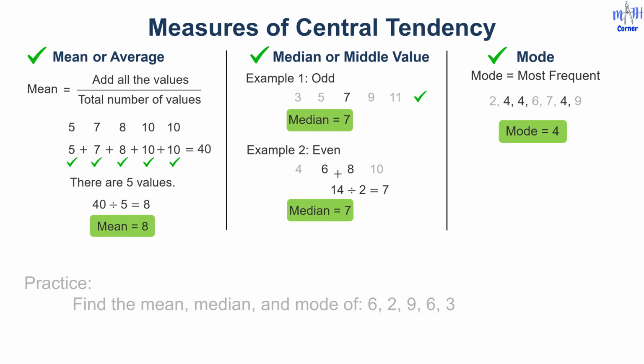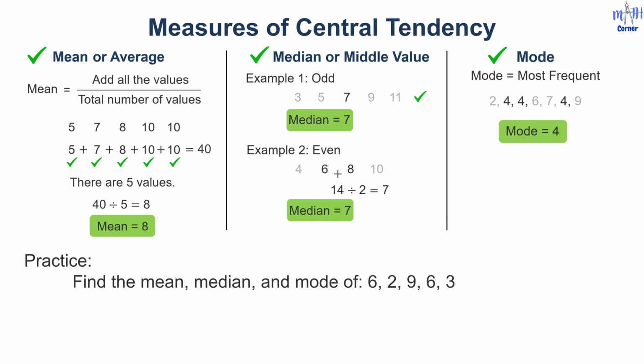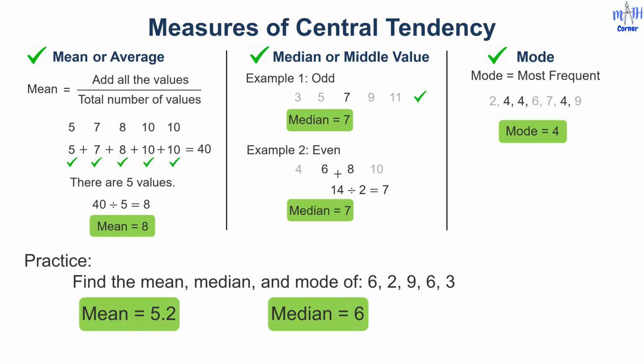Now try this. Find the mean, median, and mode of 6, 2, 9, 6, 3. Pause the video and try it yourself. Let's check your answer. The mean is 5.2. The median is 6. The mode is 6.